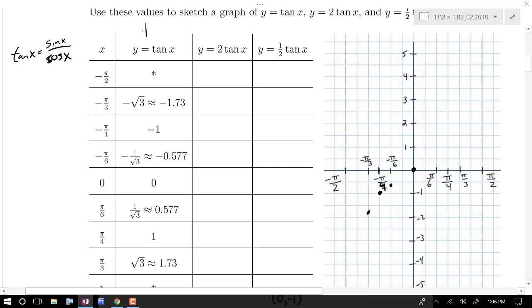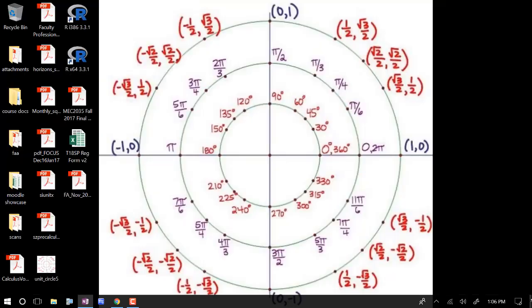I'm just taking these values that I put in that first column, the values for tan x. At pi over 6, we're at positive 0.577, so maybe around there. At pi over 4, we're at 1. At pi over 3, we're at 1.73, so maybe there. And then at positive pi over 2, that's the top of the circle, and at the top of the circle, cosine is 0. So the closer we get to the top of the circle, the bigger and bigger tangent becomes because we're dividing by crazy small numbers.